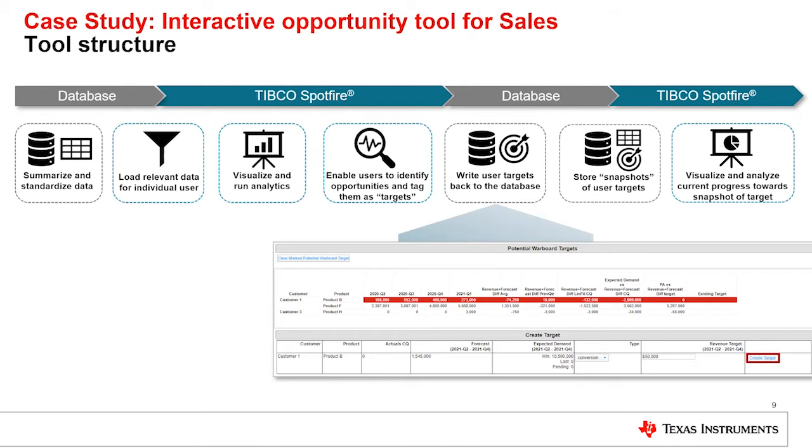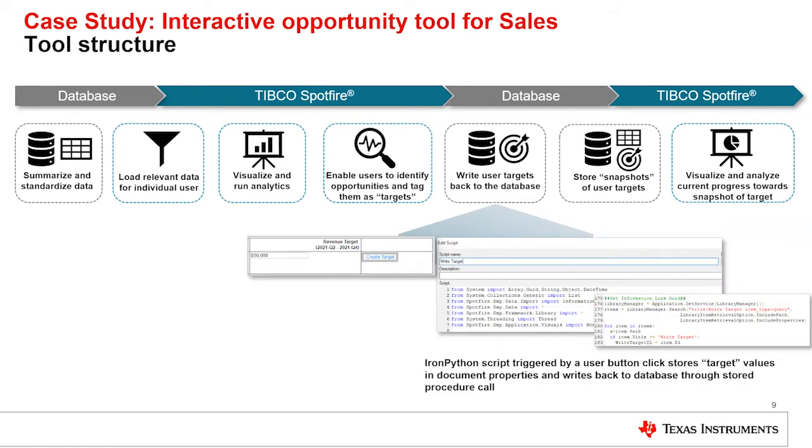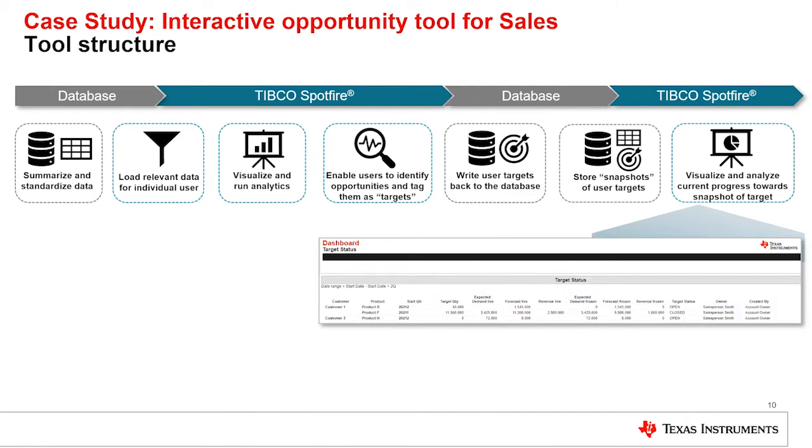Some of the data written to the table includes the customer, product, a snapshot of the current conditions, and a user input revenue target. All existing targets are then loaded to the dashboard and displayed to track the status. The target table is refreshed each time a target is created, so the user can see any new targets that have been created during the current session.